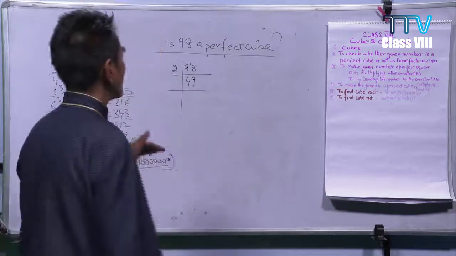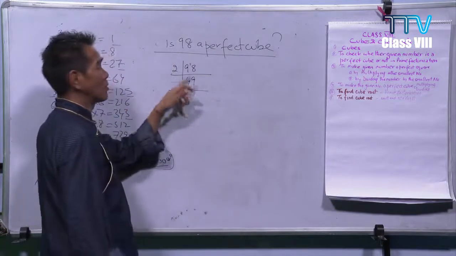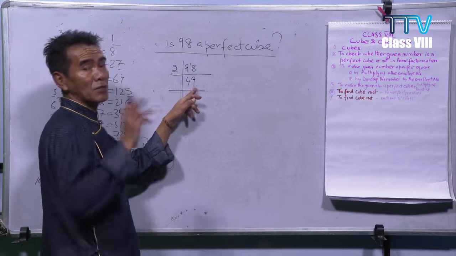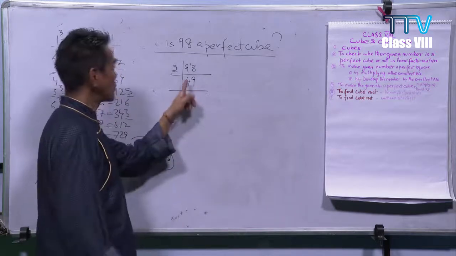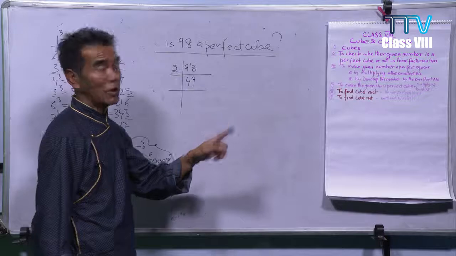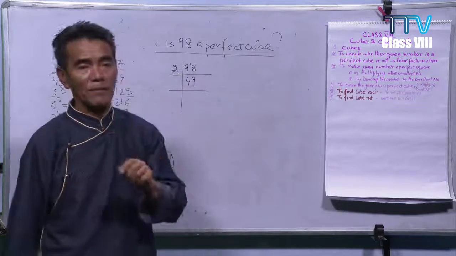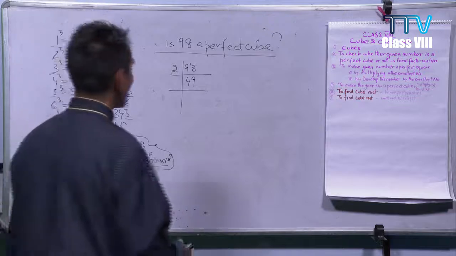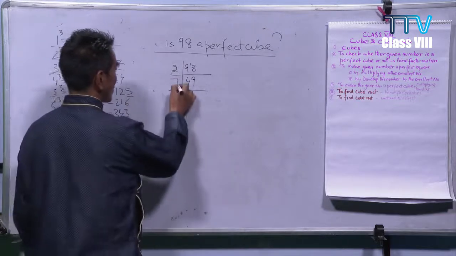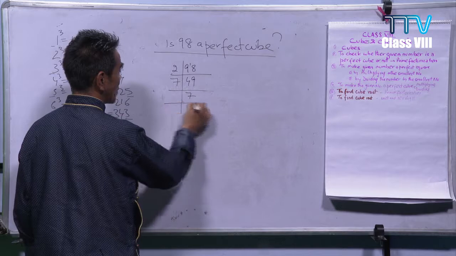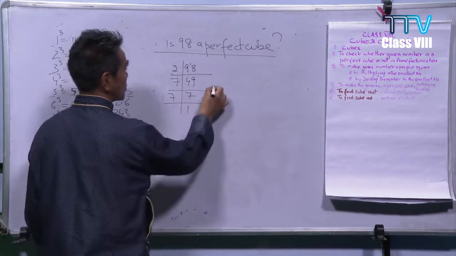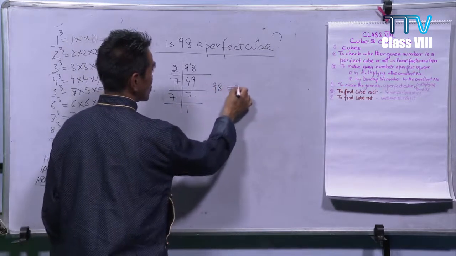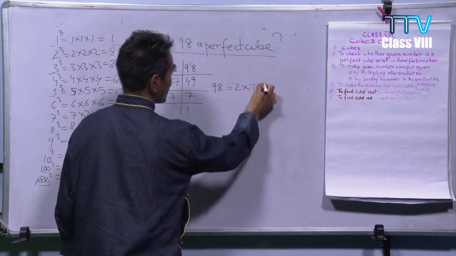You look at the one's place or unit digit. If the unit digit is 5 or 0, the number is divisible by 5. Here the unit digit is not 5 or 0, so the given number is not divisible by 5. Next prime number is 7. 7 times 7 is 49. So 98 is equal to 2 multiplied by 7 multiplied by 7.